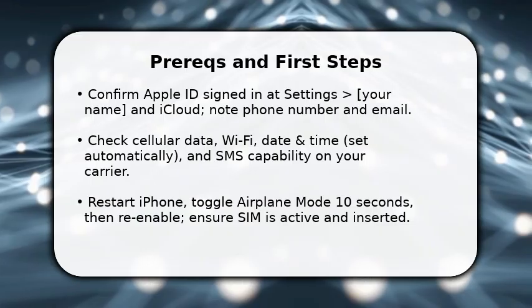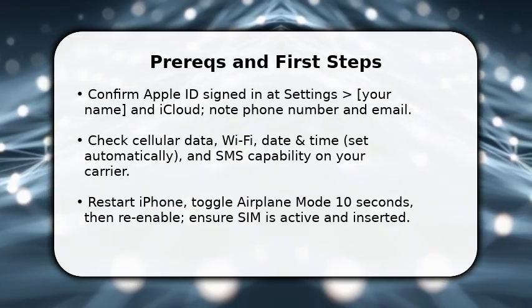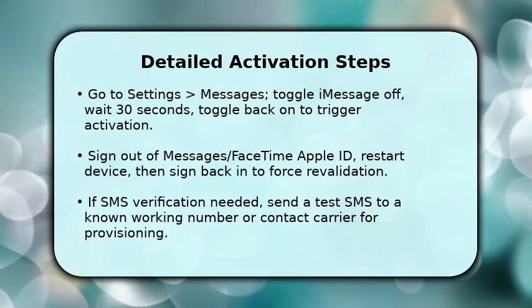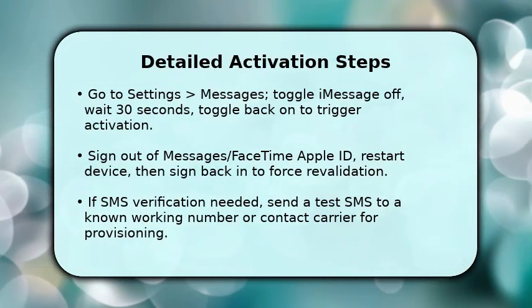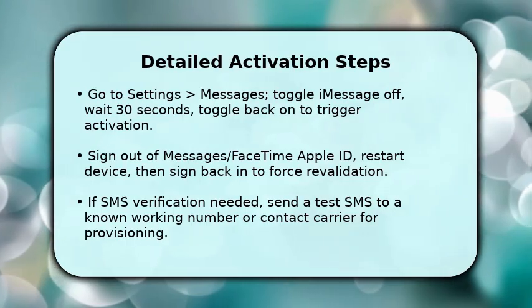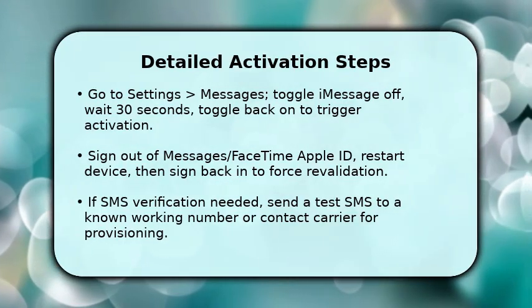You now trigger the actual activation and handle verification. In Settings Messages, toggle iMessage off, count to 30, then toggle it back on. That simple reset often forces Apple's servers to retry.